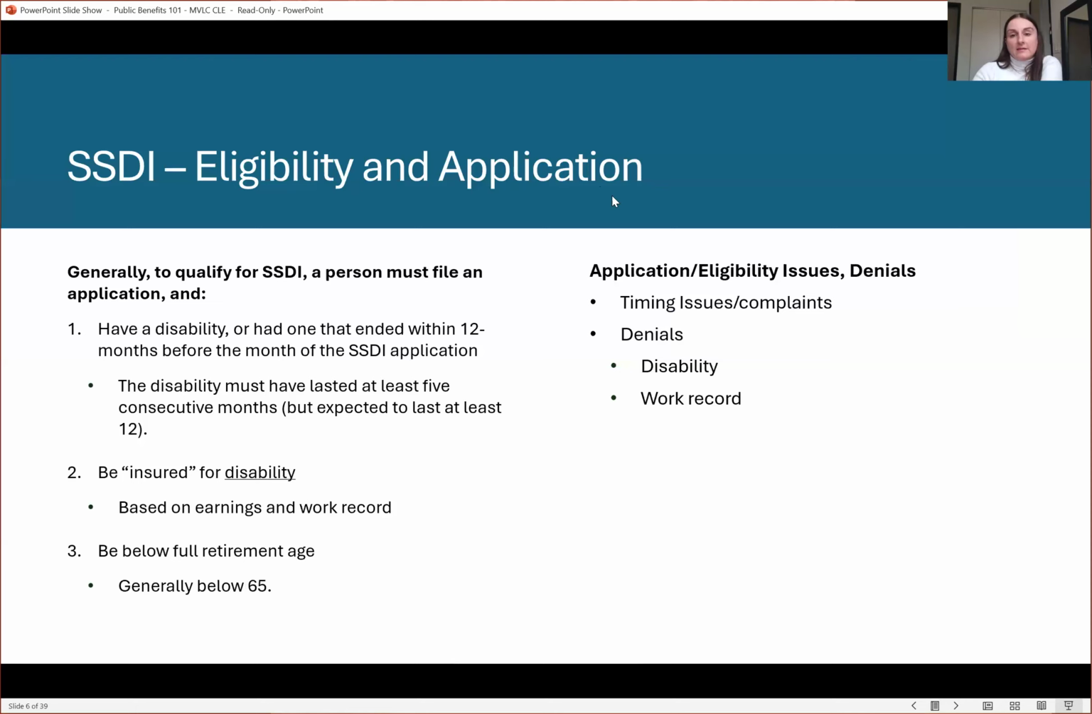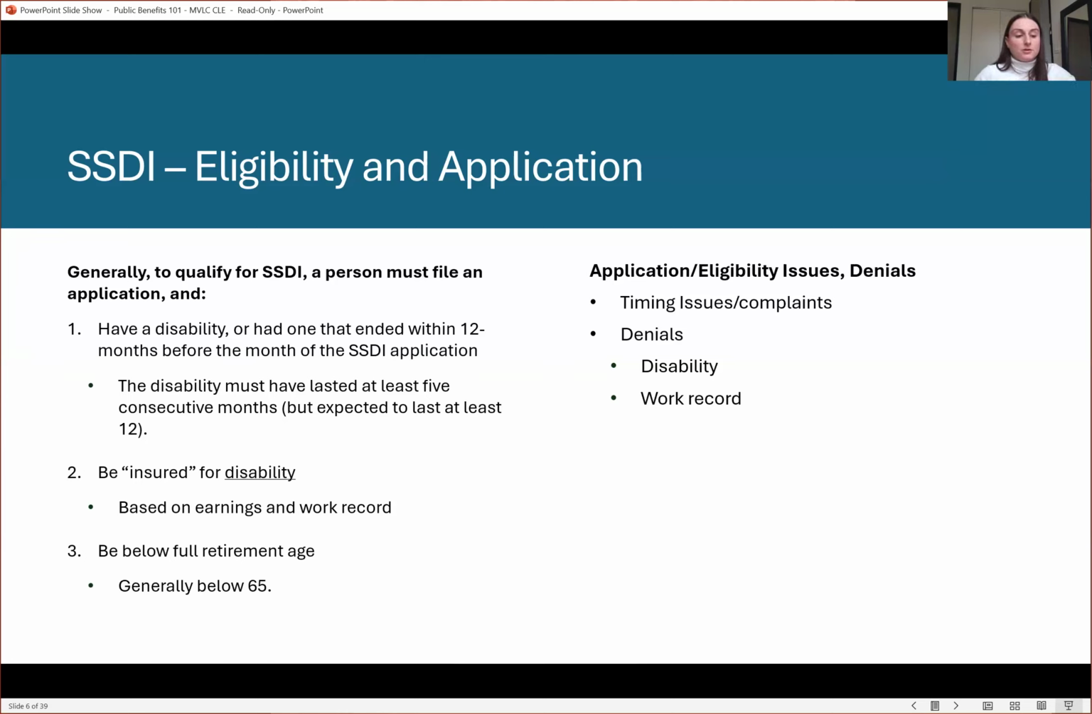So as an aside, this PowerPoint is going to be structured through the life cycle of each benefit, I guess. We're going to focus on eligibility and application, and then post-eligibility issues, and then appeals. So for SSDI, eligibility and application, the eligibility, albeit can get a little complicated. But first and foremost, you need to have a disability or one that ended within 12 months before the month of your SSDI application. And disability, bear with me, is a lengthy definition.